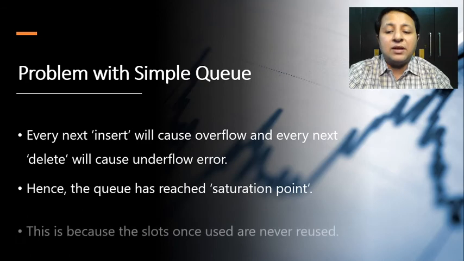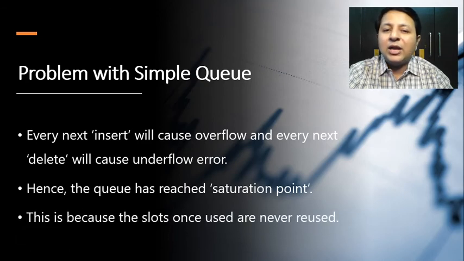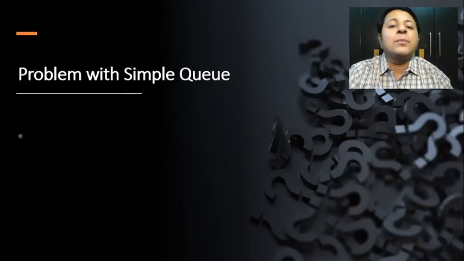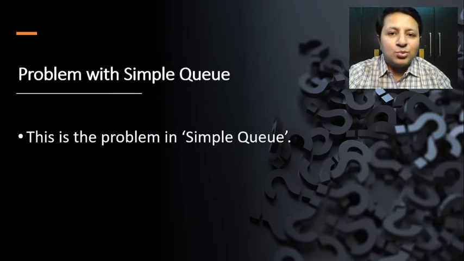Now, why is that happening? Can we see that the slots once used are not getting reused? Can you say that whenever an element is deleted, my F is moving ahead? So the slot which was used by the earlier element for getting stored is not going to get reused, and that is causing the problem. So slots once used are not getting reused. Understood? So maybe we can say this is the problem in simple queue.